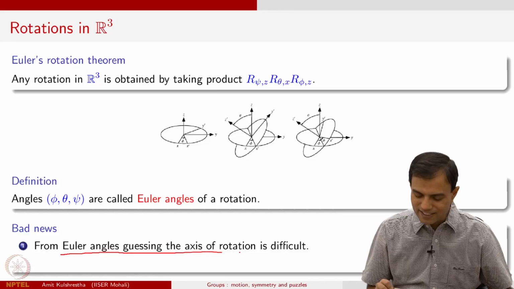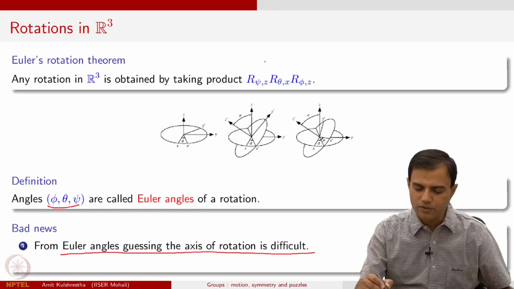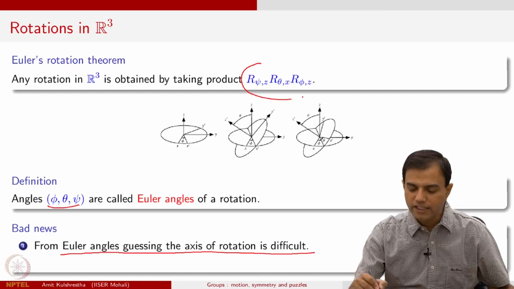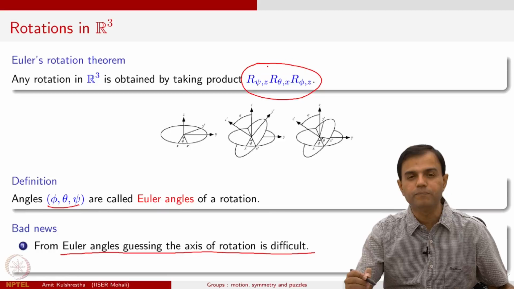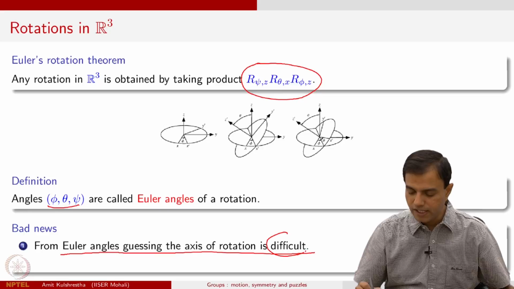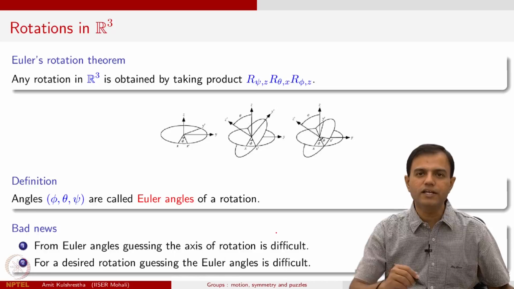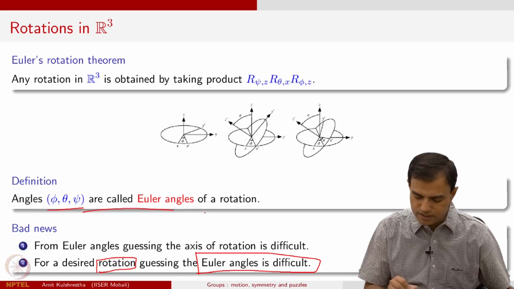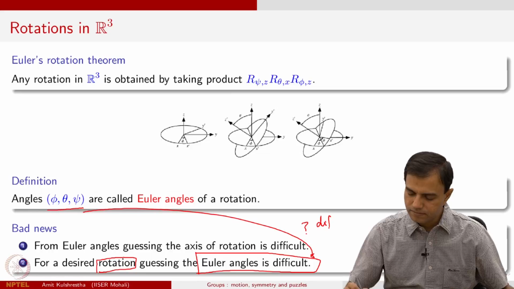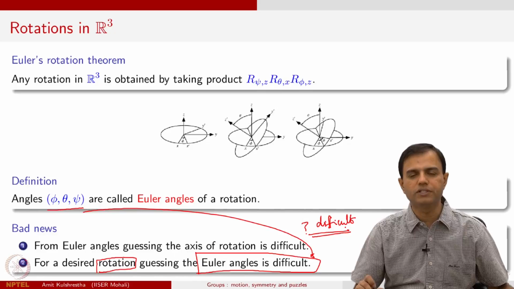If I tell you that these three are the angles which you are going to combine in this fashion, even guessing what is going to be the final rotation, because a product of rotations is going to be a rotation, and for that final rotation, which is a composition of all these three, what is going to be the axis, even guessing that much is very difficult. And then in the converse direction, if I give you a rotation in R3, guessing what is going to be the choice for Euler angles, that is very difficult. So there is a difficulty in both directions. So how do you resolve such issues?